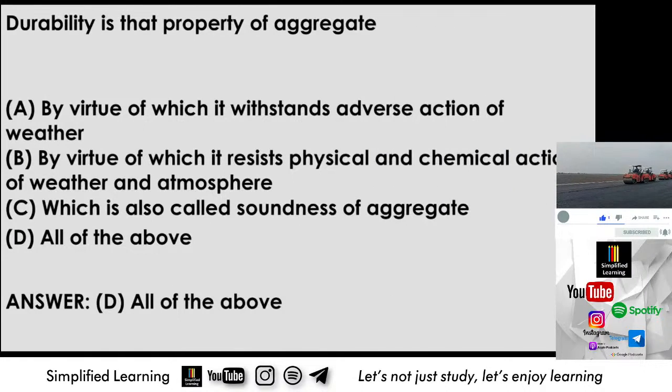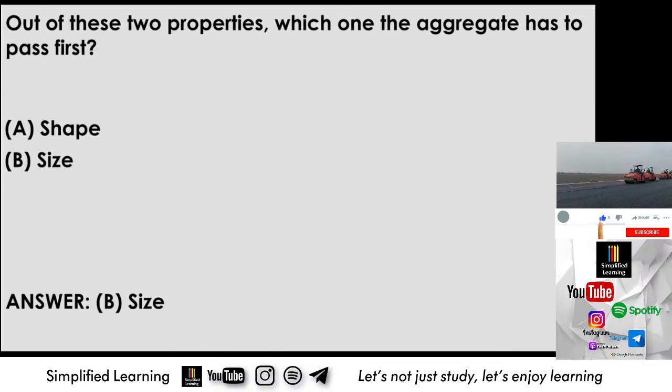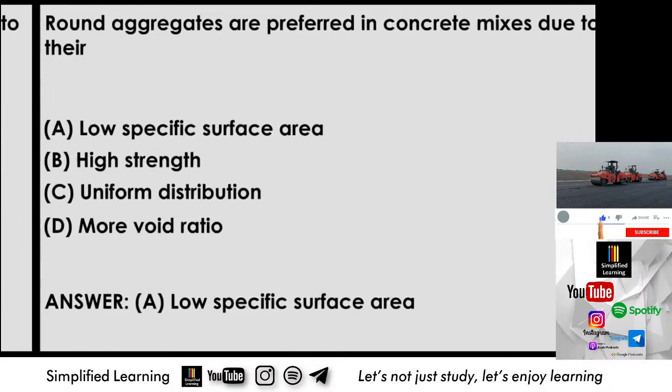Durability is that property of aggregate by virtue of which it withstands adverse condition of weather. Also, it can resist physical and chemical action of weather and atmosphere, and it is also called soundness of aggregate. Out of these two properties, which one of the aggregate has to pass first? Size test has to be passed first for the aggregate, then shape test is taken.